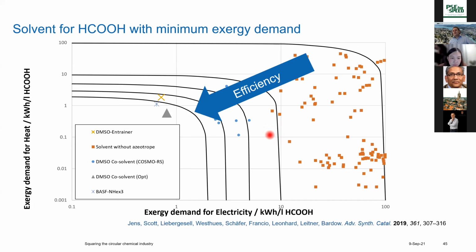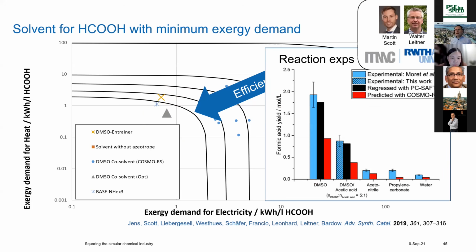And the other points, and in particular this gray triangle, that's a co-solvent. That is, we add something to DMSO that does not harm too much in the reaction, but that breaks the azeotrope. What's exciting about the triangle is experimental data measured by Martin Scott in the Leitner group in Aachen. And they did the measurements on DMSO, which had the highest yield, was also predicted by COSMO-S, only off by a factor of 2, but still the trends were correct.